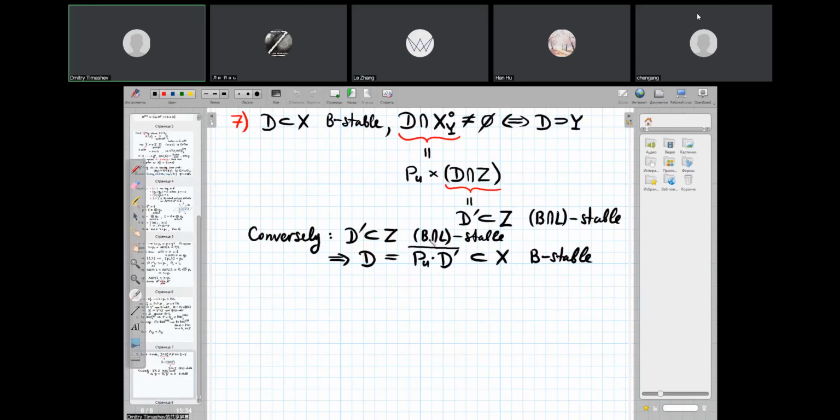And conversely, any divisor D prime in Z, which is stable under this Borel subgroup in L, if we take the PU span of this divisor and close it up, then we get a B-stable divisor in X intersecting the open B chart and containing Y, therefore. And even more so, the vectors in the dual weight lattice, VD bar and VD prime bar, are the same.